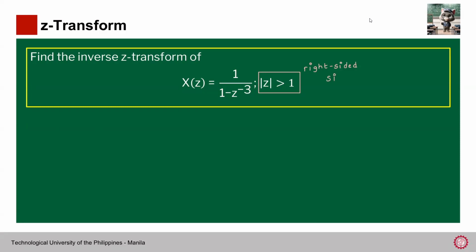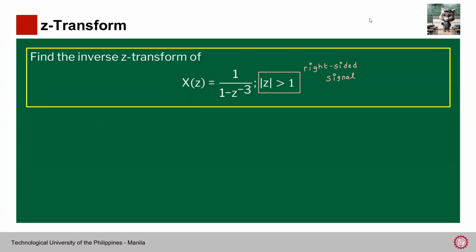Because when our mod of z, or our ROC, is written as less than, then definitely we have the idea that that is a left-sided signal. And when it is in between two numbers, we have the idea also that the signal is a two-sided signal. Very important, because if you recall, based on the results that we have, the Z transforms are mostly the same, but when it comes to the inverse Z, they are different. But the Z transform is exactly the same.